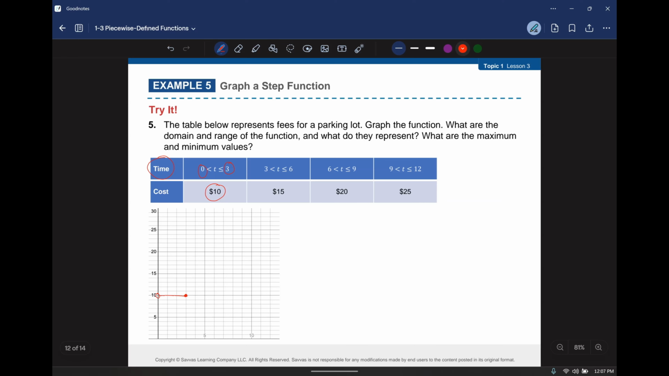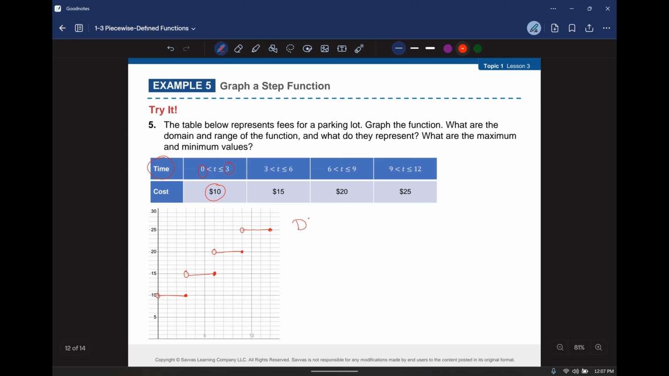Then it jumps up to 3 to 6 is 15. So open circle, closed circle, straight across. 6 to 9 is 20. Open circle, closed circle, go across. 9 to 12 is 25. So open circle, closed circle, go across.